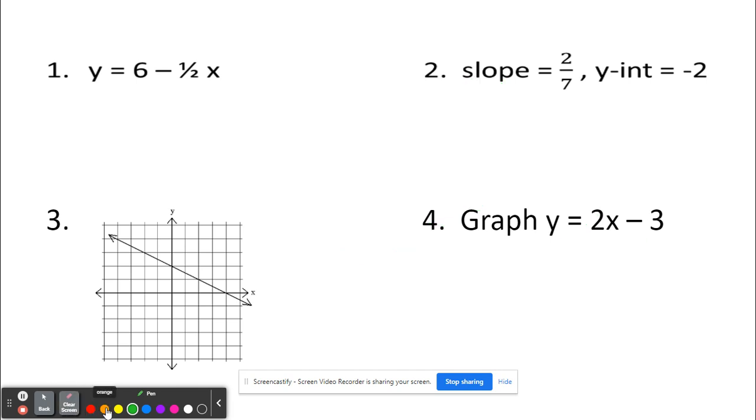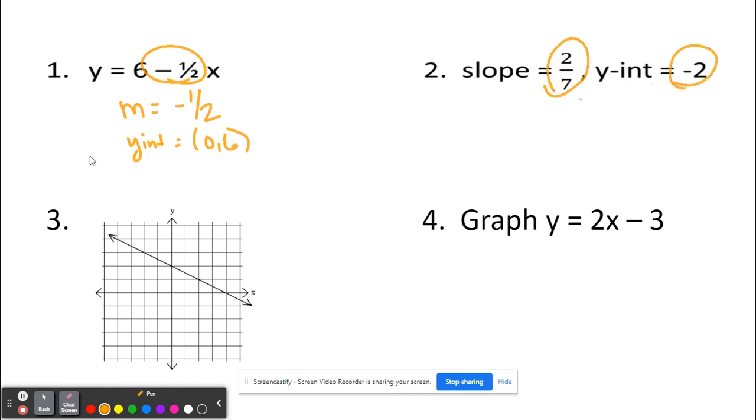Okay, so the first thing, super easy: if I was to give you an equation like this and just ask you to identify the slope and the y-intercept, the slope would be -1/2. Don't forget the sign that's in front of it goes with that number. And then if I asked you to identify the y-intercept, it would be at (0, 6). That would be the ordered pair that I would begin at. If I was given the slope and the y-intercept, I could write the equation. So it'd be y is equal to 2/7 x, because that's your slope, minus 2, because that's your intercept.